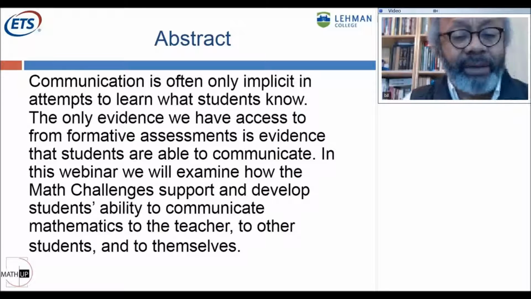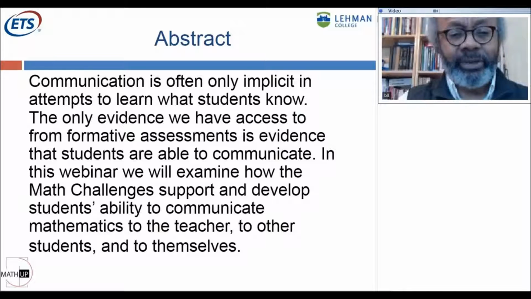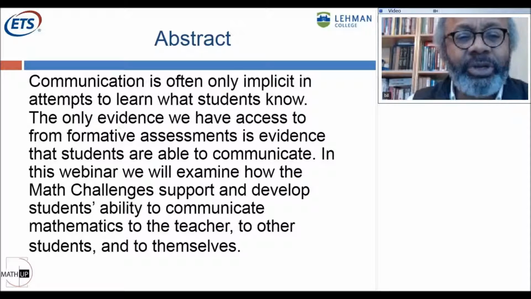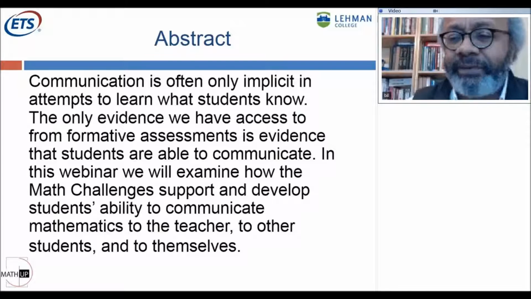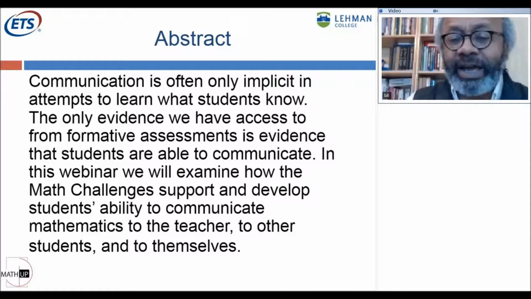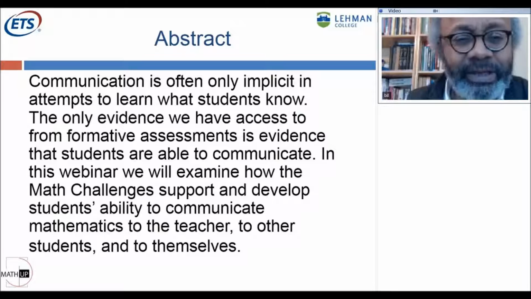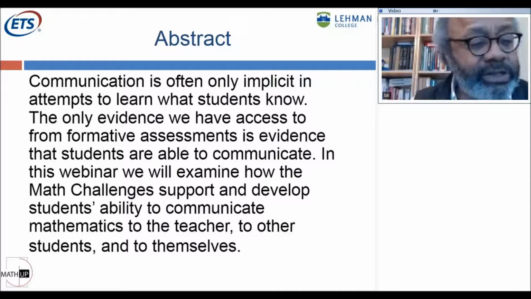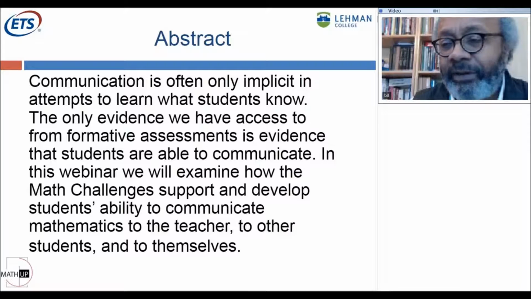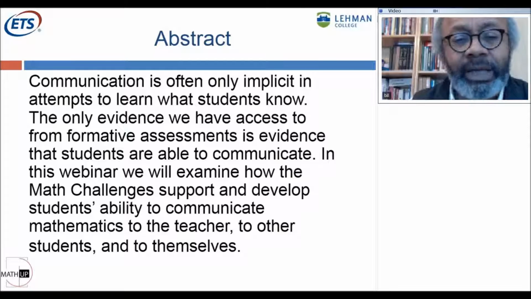This is the abstract for that last seminar, and one of the issues around communication is that it's kind of like the air we breathe. It's always around us. We hardly pay any attention to it until something goes wrong. And so what we wanted to do during this webinar was to really talk about some aspects of communication in mathematics which don't often come under close inspection.